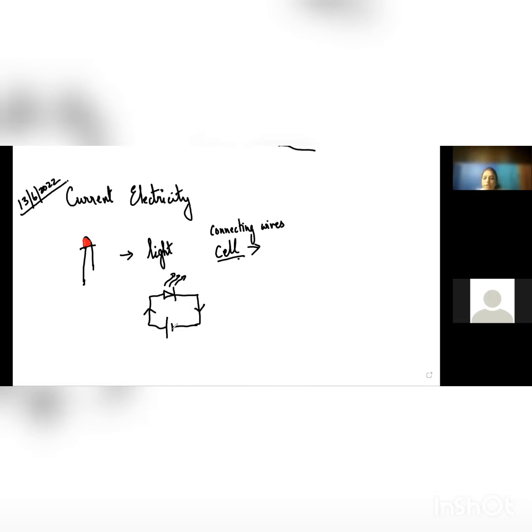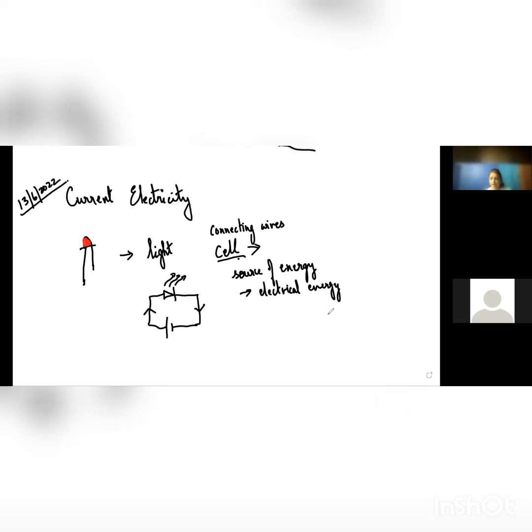What is the cell doing? What is the function? Without that, can I light the LED? It's to induce a potential difference. So it is the source of energy. Which energy are we talking about? We are talking about electrical energy. Okay, so it is the source. Without that, the LED will not work.